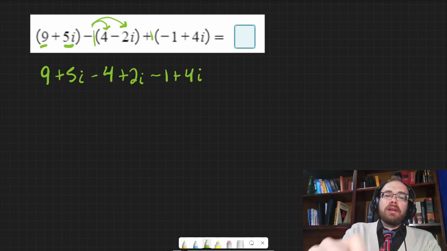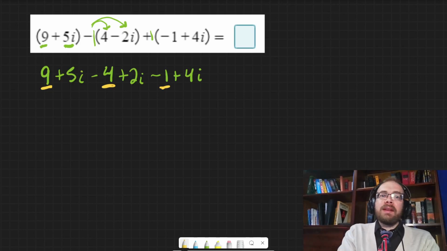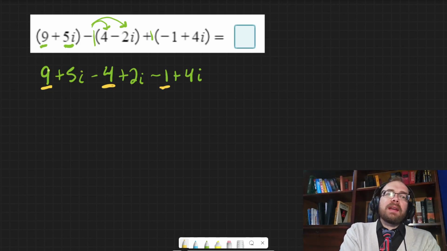And then we put all of our like terms together. So all the real parts that don't have i in them get combined. That would be 9 minus 4, which is 5, and then 5 minus 1, which is 4. Or you could say 9, and then minus 4 minus 1 makes a minus 5. 9 minus 5 makes 4. So we get 4.